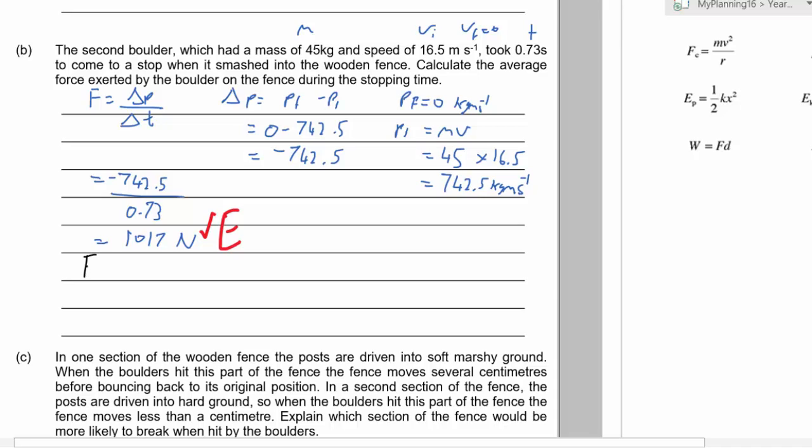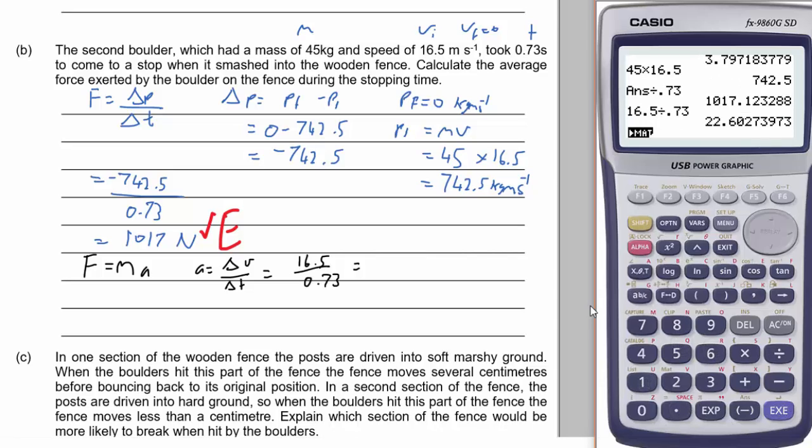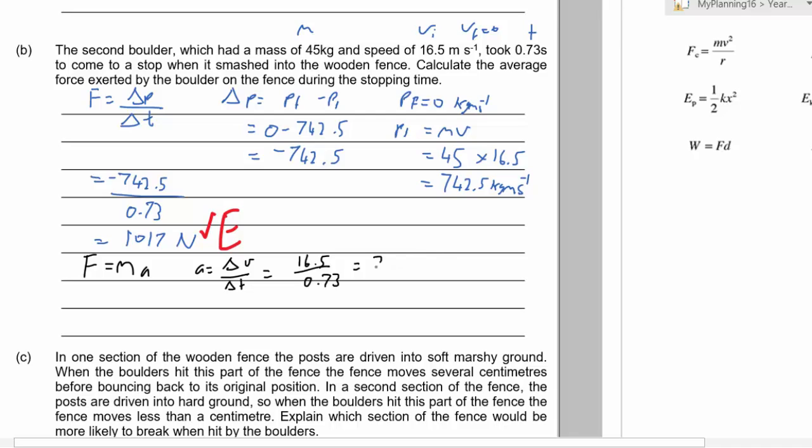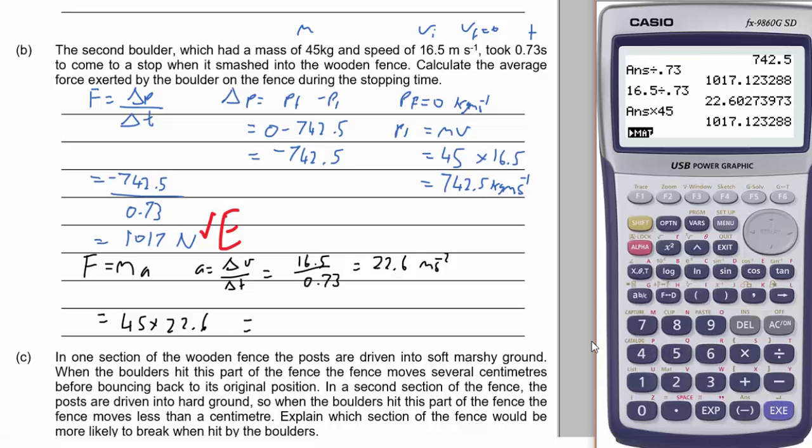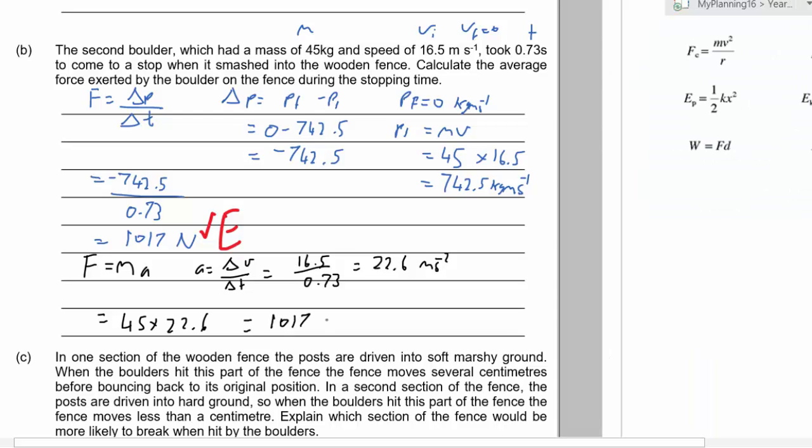A different way of solving this is using F equals ma, where acceleration is change in velocity divided by change in time. This way is probably a little bit simpler because the velocity changes by 16.5 in 0.73 seconds. So 16.5 divided by 0.73 gives you an acceleration of 22.6. And then we know the mass is 45 kilograms, times the acceleration of 22.6, and we get 1,017 newtons. Either way, it's worth an Excellence.